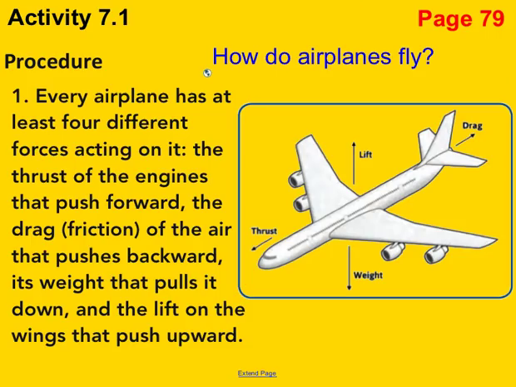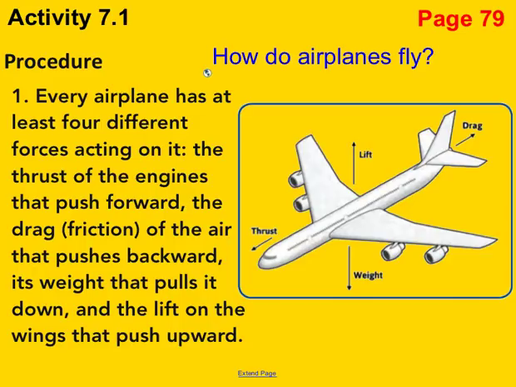So let's look at our book now. Let's read the procedures. Every airplane has at least four different forces acting on it. The thrust of the engines, they push it forward. We have the drag or friction of the air around the plane that pushes the airplane backwards.